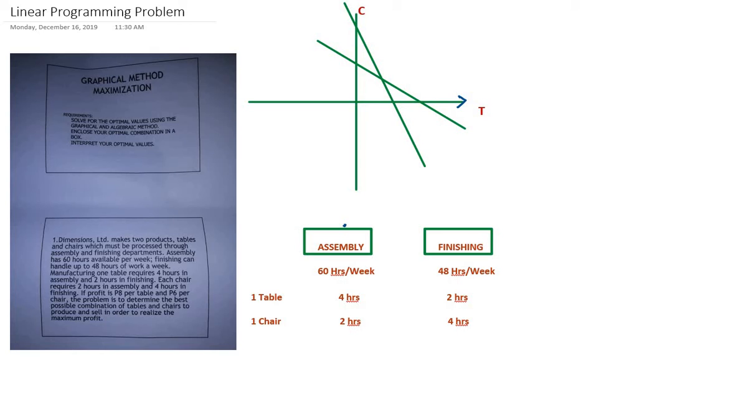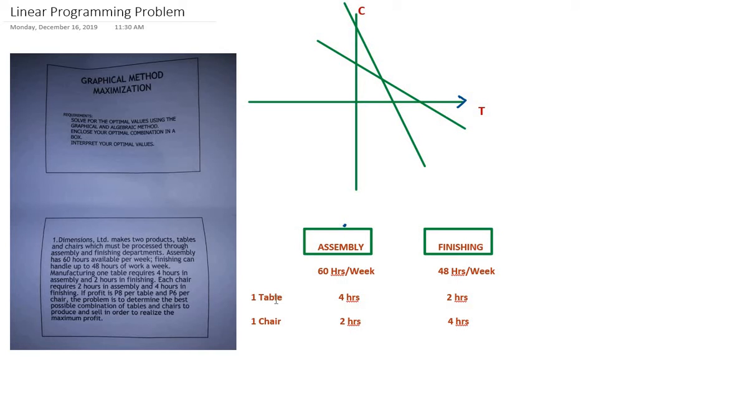Here we are given that some company makes two products, tables and chairs, which must be processed through assembly and finishing departments. Basically, there are two steps. First is assembly and then finishing. Assembly has 60 hours available per week. So in assembly, we have a maximum of 60 hours per week, and in finishing, we have a maximum of 48 hours per week, right?